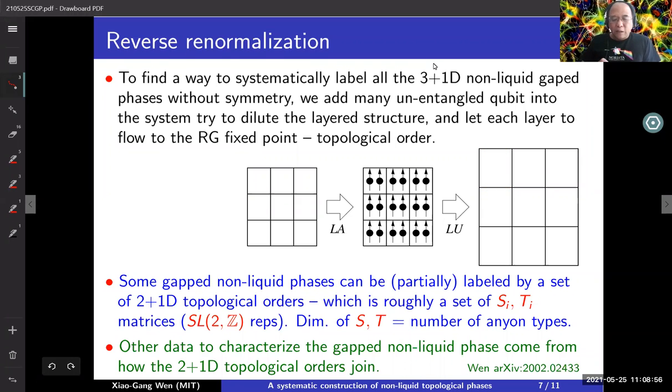And we know that in two-dimensional topological order, we can use the S and T matrices, which are a representation of SL(2,Z), to roughly label them, which is an approximation of a modular tensor category. Certainly, only having the S and T matrices on each layer to label this non-liquid phase is not enough. Those topological orders also connect and intersect, so we also need data to describe how they join.